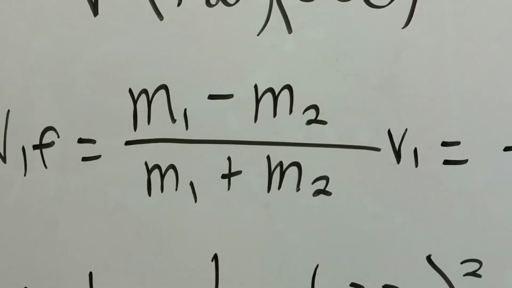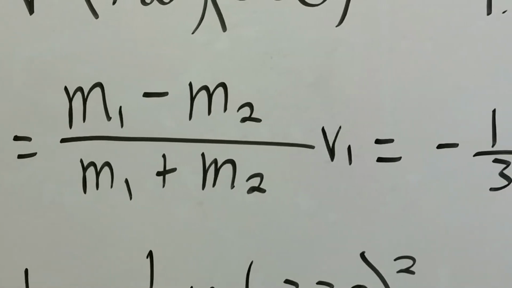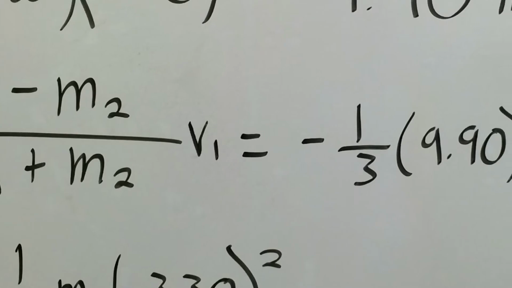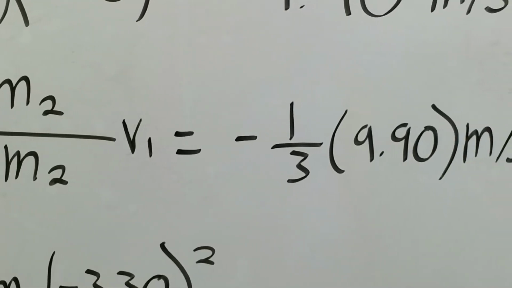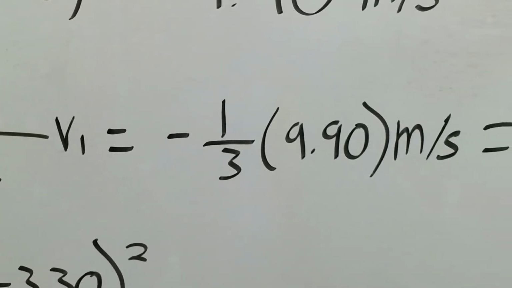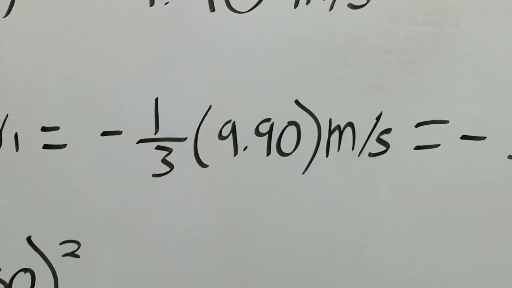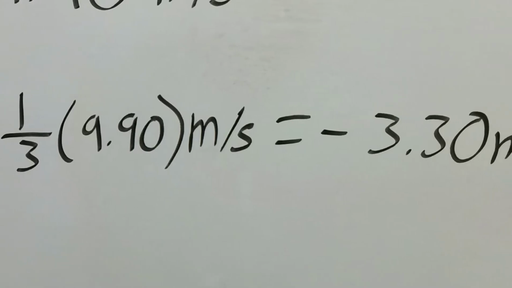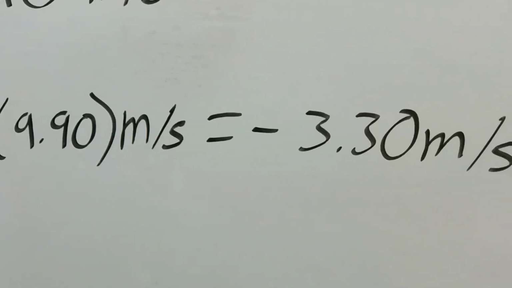To find V1 final, we'll multiply the V1 that we just found by (M1 minus M2) over (M1 plus M2). This will end up getting you negative 1/3 times 9.9 meters per second. V1 final equals negative 3.3 meters per second.